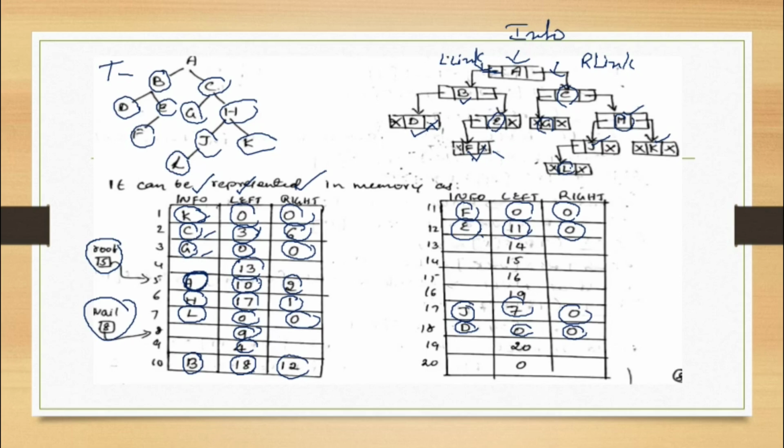When you go to 13, it will show the next empty space, which is in 14. 14 will show the next empty space, which is in 15. Then 15 will show the next empty space, in 16. 16 will show the next empty space, in the 19th location. 19 will show the next empty space, in the 20th location. Now we are done with all the empty locations, so in 20th it will show null, at the end of the empty spaces.